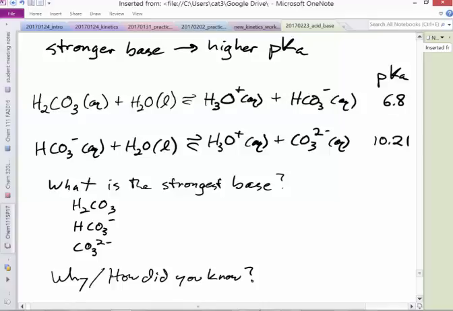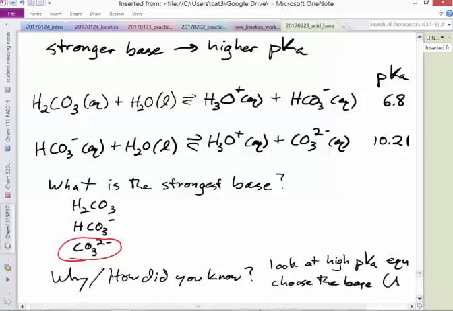Which of those chemicals is the strongest base? CO3 2-. How did you know? Because it's the pKa that is the highest of these, and it's the base out of that pair, the A-. Right, the pKa is higher, so you look at that equation and choose the base, which, if you like the generic form, is the A-. So that second equation has the higher pKa and will contain the strongest base. But which chemical is it? It's the base, CO3 2-. Good, very good.